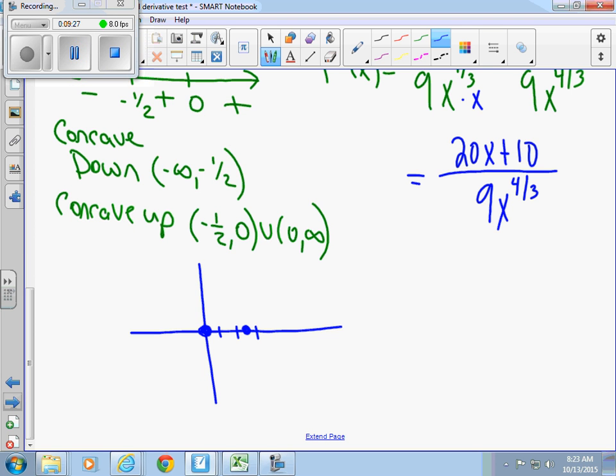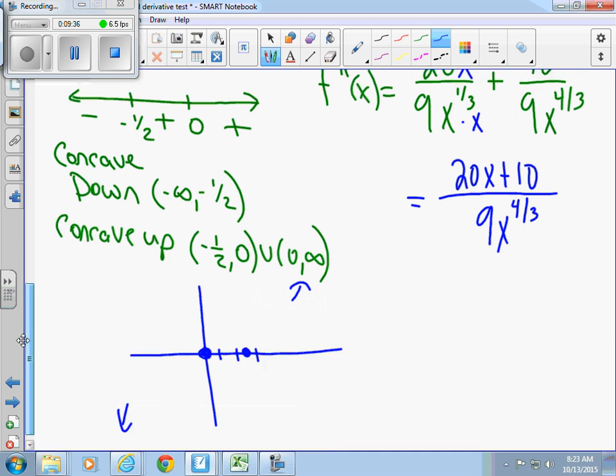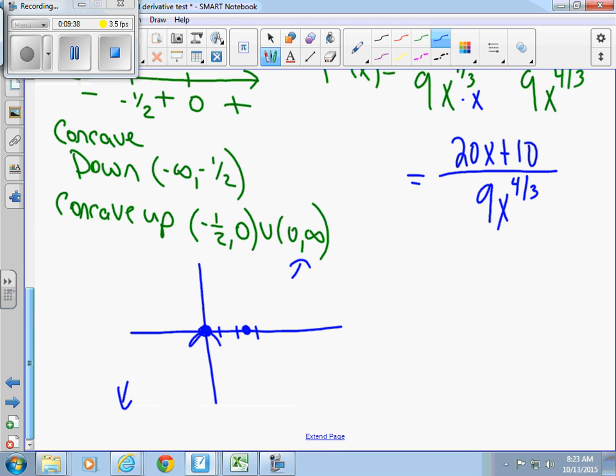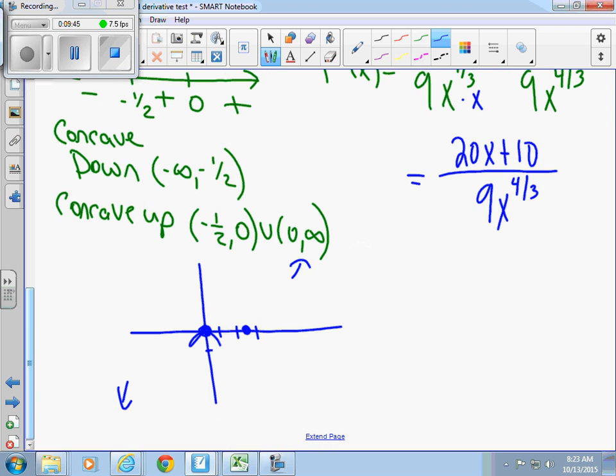We know the end behavior. Use that later. We know we have a relative maximum here, so we're going to curve down like that, right? And we have a relative minimum at 1, -3. Somewhere in there I'm going to have to change direction. Where am I changing concavity? At -1/2. So I am concave up from here, this is concave up, isn't it?